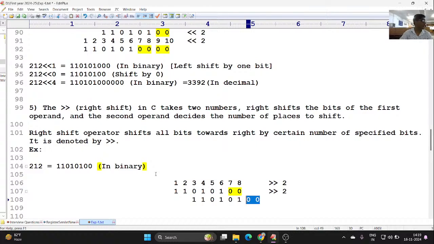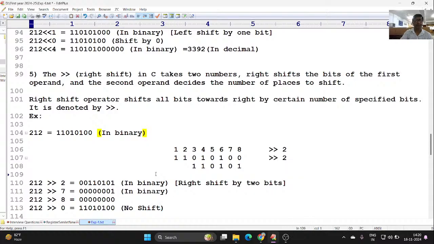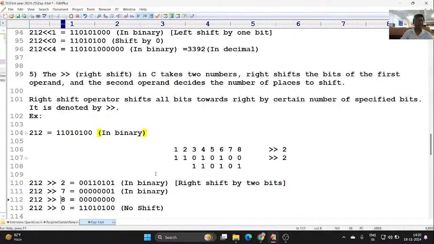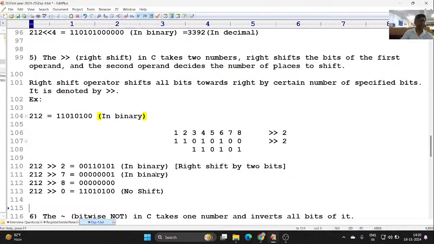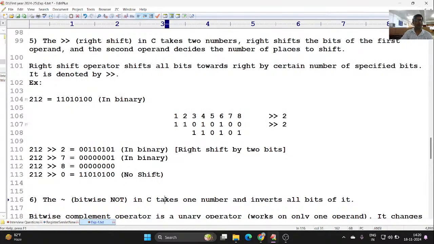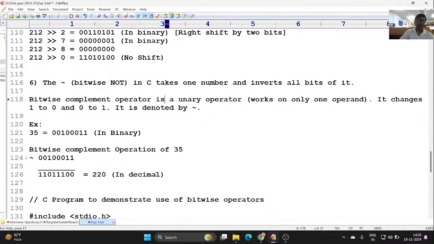So I'm removing. What I'm doing here? I'm removing. So these last two numbers will be what? Vanished and lapsed. So if you perform right shift, you will get a value in this form. Similarly, you can perform right shift with the 7, right shift with the 8, right shift with the 0. Okay. So this is about the right shift operator. Next, let's see the bitwise not, or you can call complement. Bitwise not, or you can call complement. So let me write here complement.